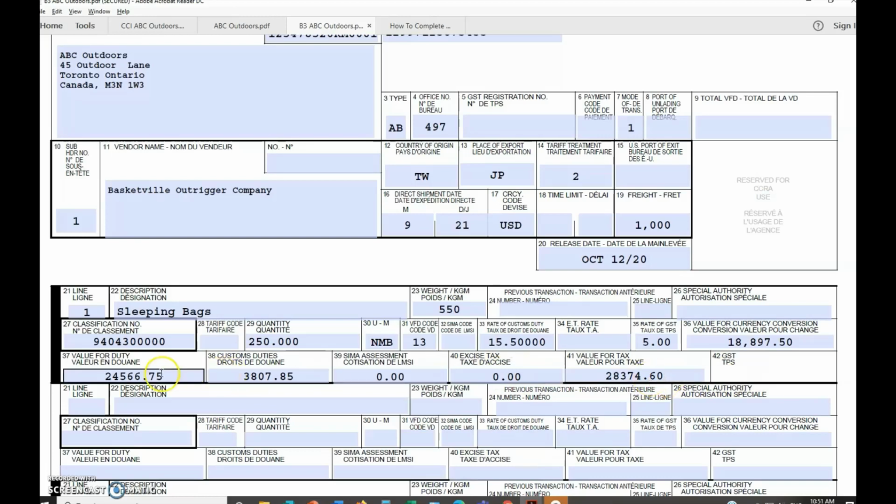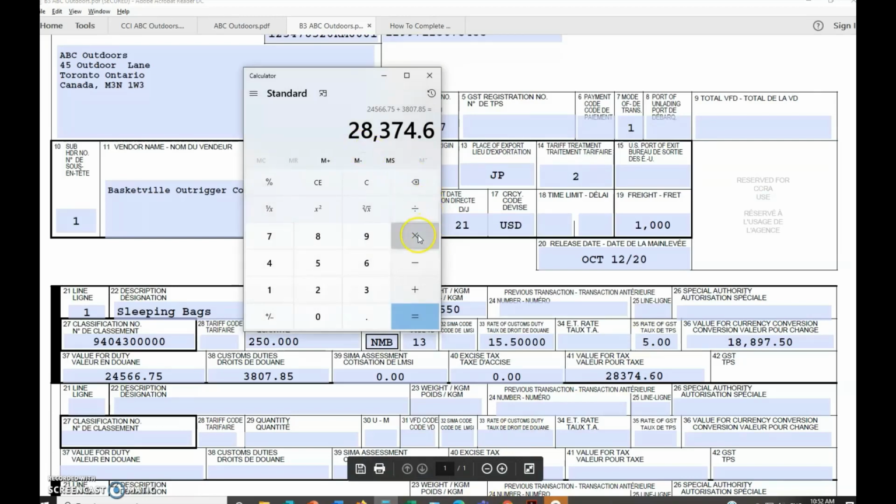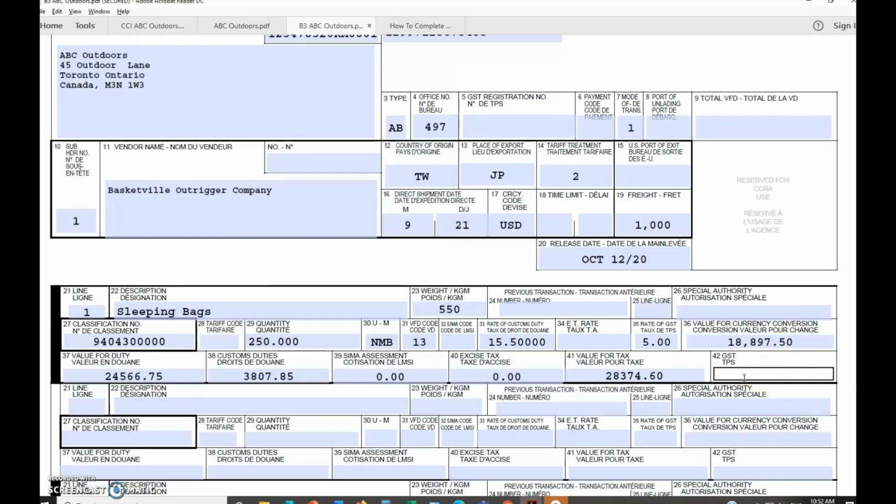Now, this is in US dollars. But this field and everything else in this line, fields 37 to 42, is in Canadian dollars because we changed this to Canadian dollars. And then we take the GST. And the GST, field 42, all we do is we take field 41 and multiply it by the rate of GST, which is 5%. So 28,374.60 times 5% equals $1,418.73. And there, we've done our first line.